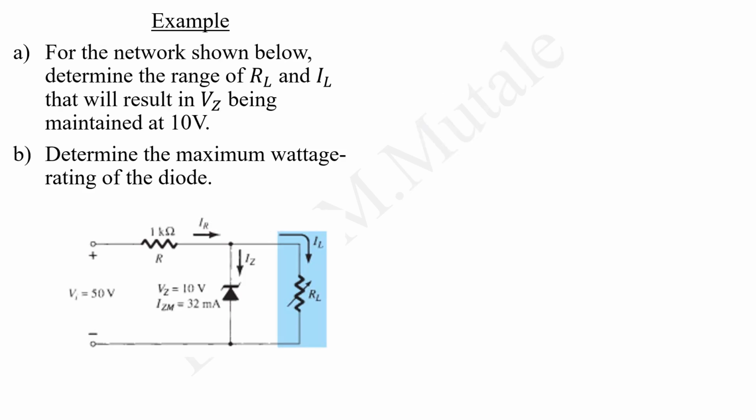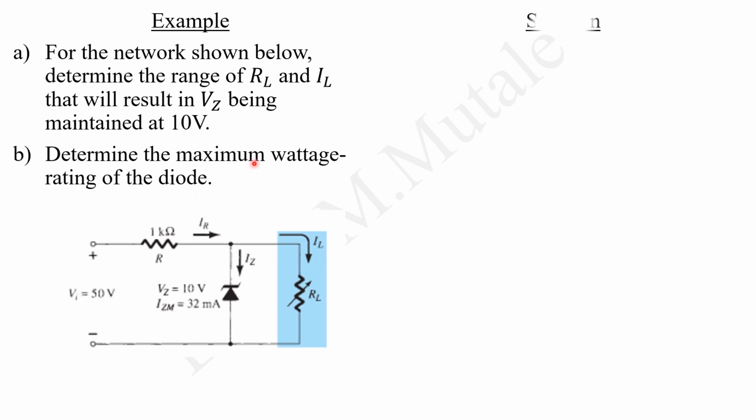The example is saying, for the network shown below, determine the range of RL and IL that will result in VZ being maintained at 10 volts. So VZ has been maintained at 10 volts. What would be the variations of the resistor as well as the current? B, determine the maximum wattage of the diode.